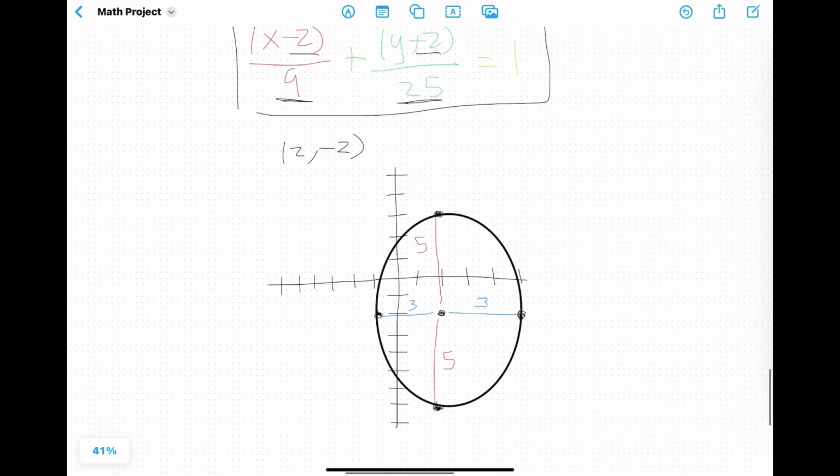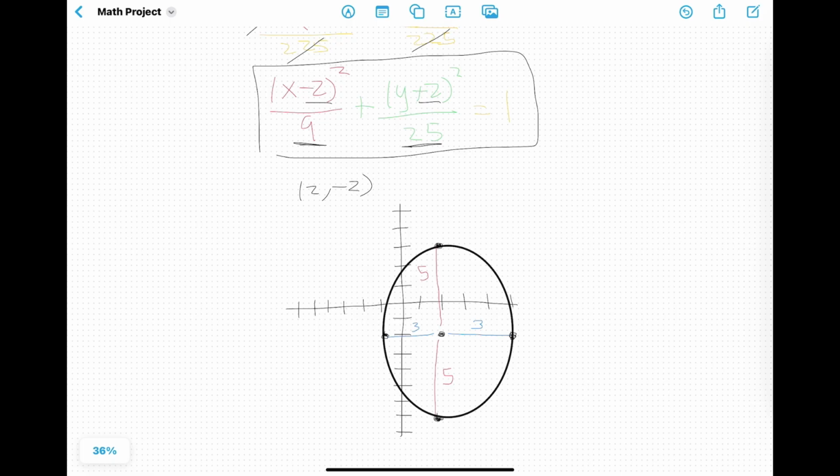Now you learn how to transform an expanded ellipse equation to its standard form and how to graph it.